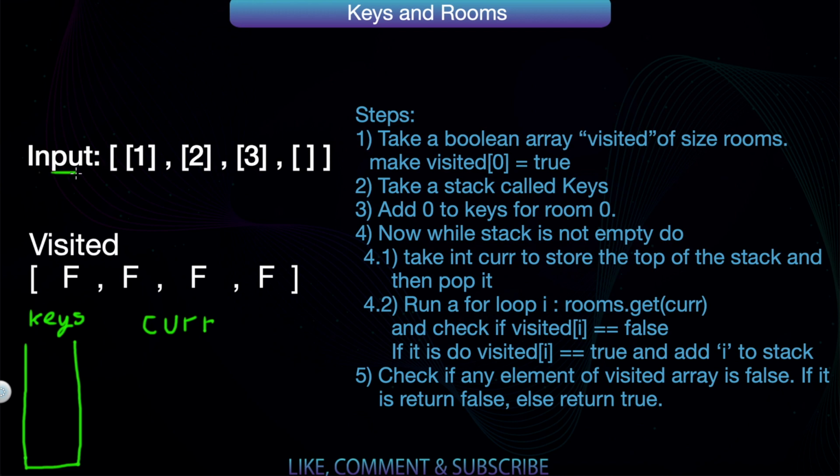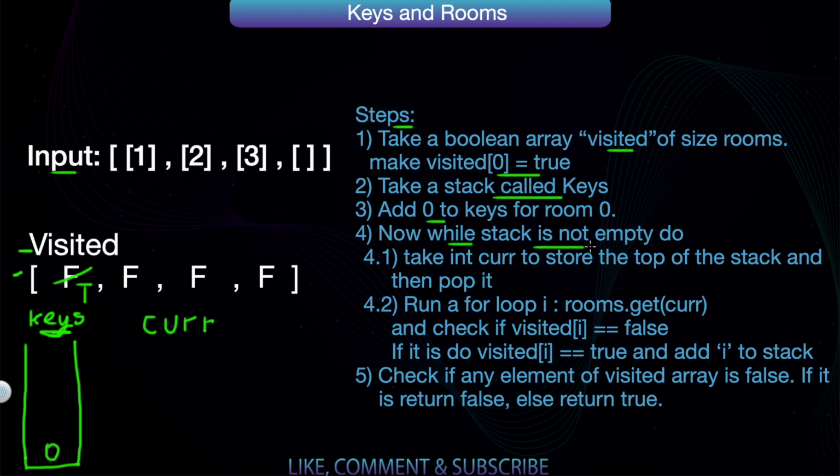So here is our approach and here are our steps. So first we will take a boolean array called visited, which will be of size rooms. Everything is false in it initially. Then we do visited 0 as true. Then we take a stack called keys. And then we add 0 to keys for the room 0, because we start from room 0.